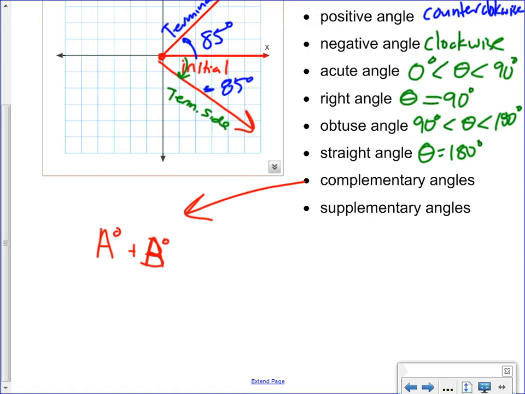If you add them up, this is equal to 90. So to solve for, let's say, angle A, just take 90 and subtract angle B.